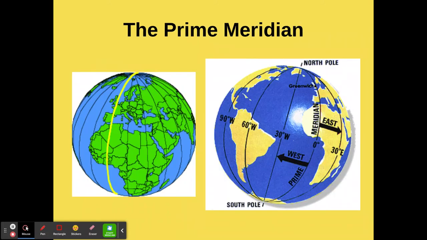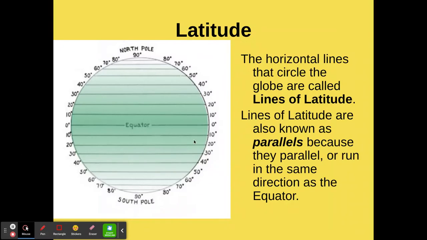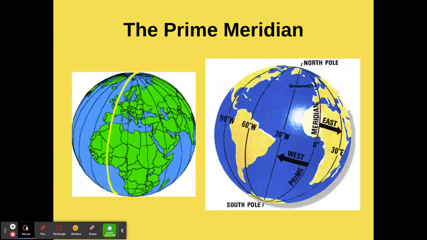Our prime meridian is the longitude line that cuts right down the middle. You can see it here at the zero mark. And everything east is our eastern and everything west is our western. So the prime meridian is the one that goes from our North Pole to our South Pole, whereas our equator is the one that cuts right down the middle. It goes side to side. All right.